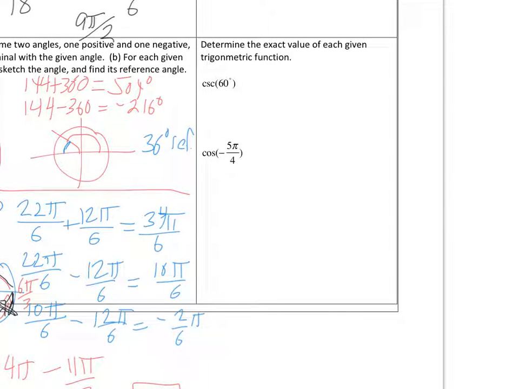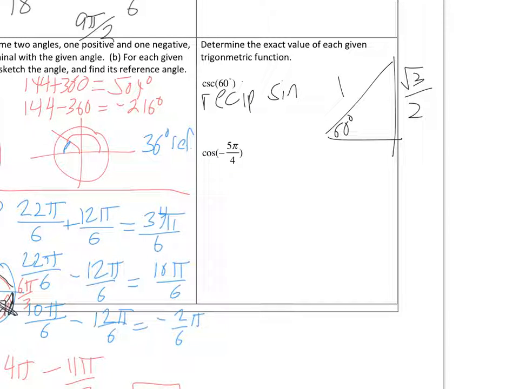For the last part, these are talking about unit circle things. I'm looking at a 60-degree triangle in the first quadrant. Cosecant is going to be the reciprocal of sine. So if sine would be root 3 over 2 over 1, I've got to take the reciprocal of root 3 over 2, and I get 2 over the square root of 3. If you wanted to write that with a rationalized denominator, that'd be 2 square roots of 3 over 3. Either one of those is an acceptable answer.